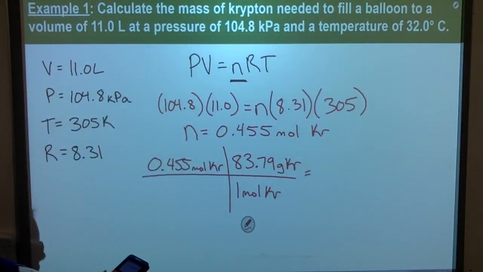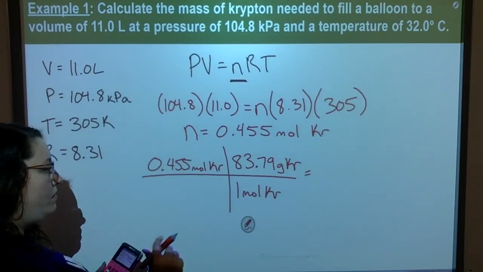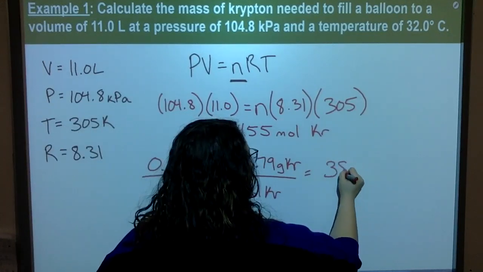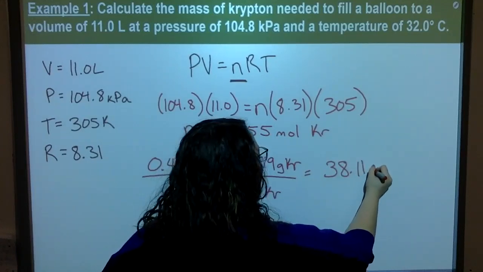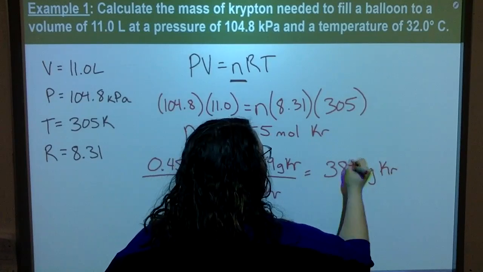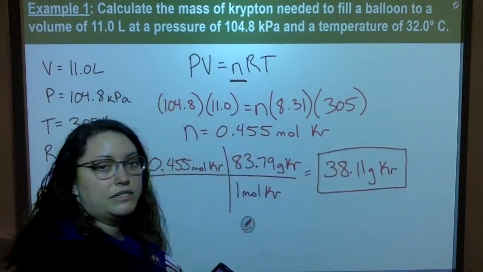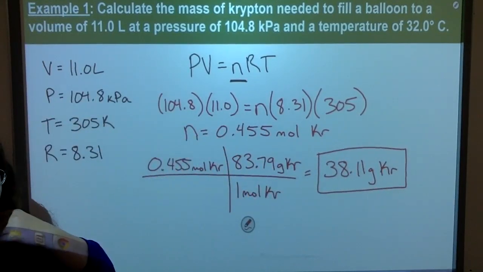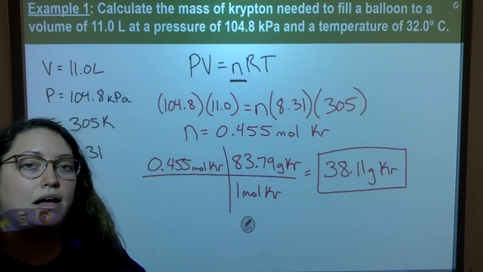Now you just solve for that. You're just taking what you literally just had and multiplying it by the mass. So you're saying that you're going to have 38.11 grams of krypton in this situation. Okay, so that's your entire answer.